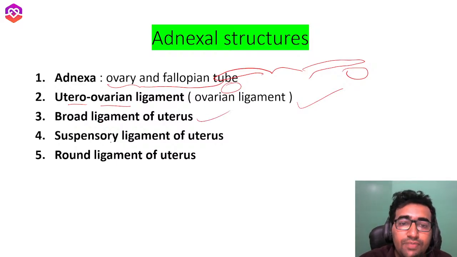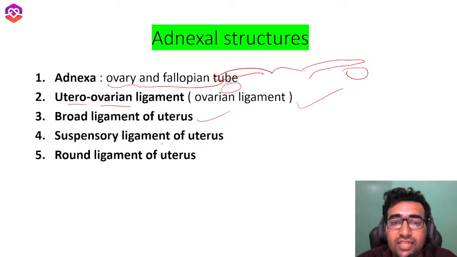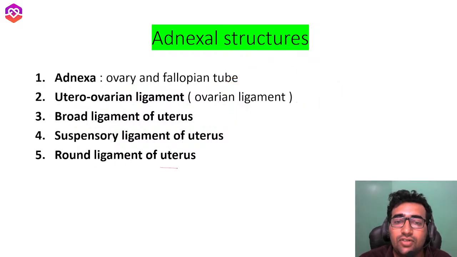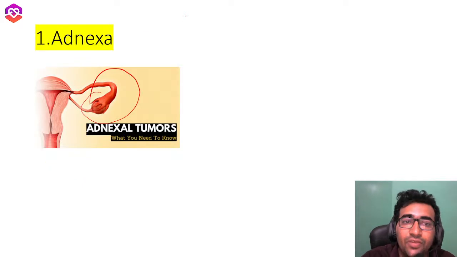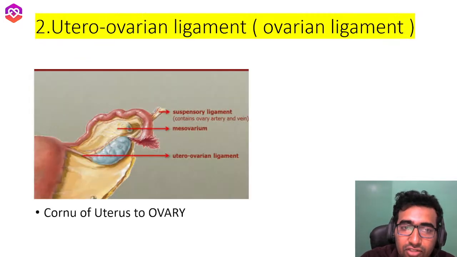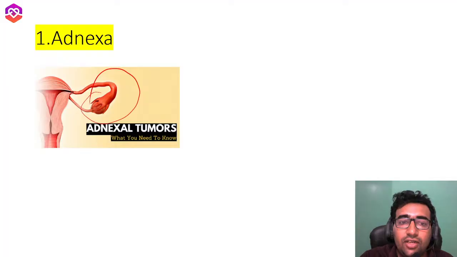Now, the suspensory ligament is the ligament that suspends the uterus in the pelvic cavity. And you have to know about the round ligament of the uterus also. The round ligament is also very important. I will tell one by one. So there are 5 structures under adnexal structures I want to describe with you. You see here, one is adnexa, which is actually the adnexal tumor, you can say.